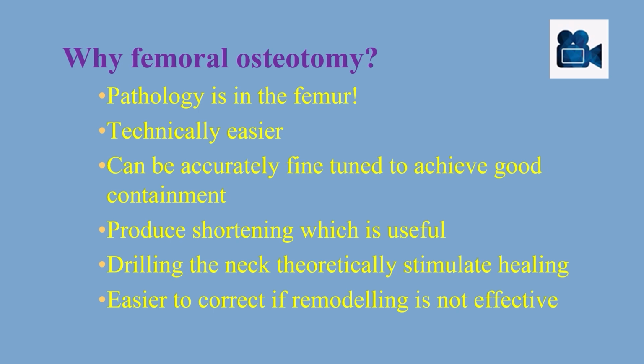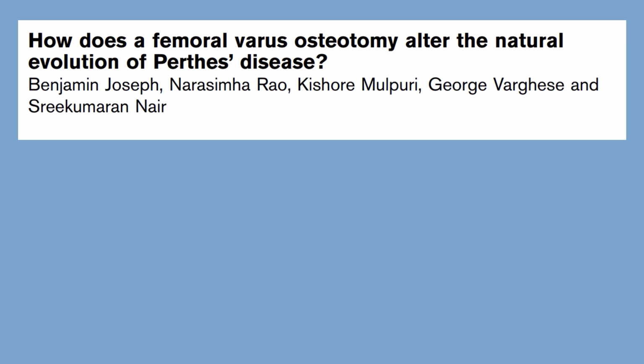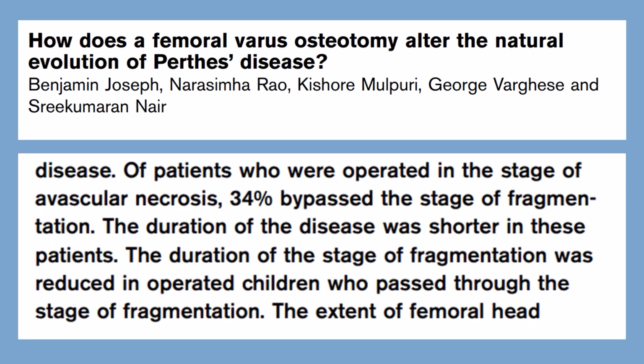and if the femoral osteotomy or varus osteotomy does not remodel with time, we can easily correct that. Benjamin Joseph published a nice paper about the effect of femoral osteotomy on the natural history of Perthes disease, and it shows that 34% bypass the stage of fragmentation if it was done before the fragmentation stage. Also, it noted that the duration of the disease was shorter in these patients. The duration of the stage of fragmentation was reduced in operated children who passed the stage of fragmentation.